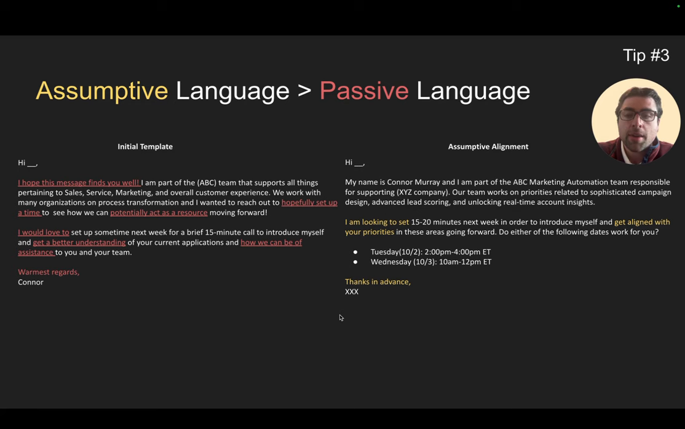"Thanks in advance, blank." So I don't even think this is the best email template. Again, I have examples coming in a second. I just wanted to show how I can take basically the same template just by replacing the passive language with stronger, more assumptive language. The tone of the email reads completely different, and you're a lot more likely to get a response to this email than that email from my experience.